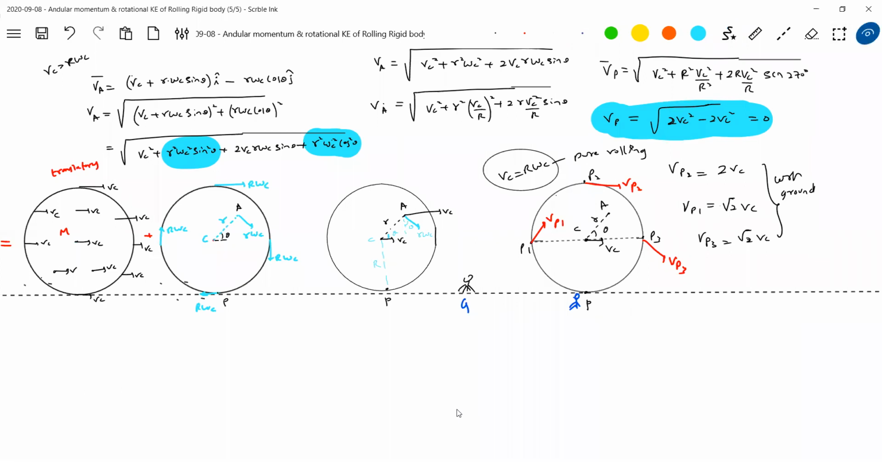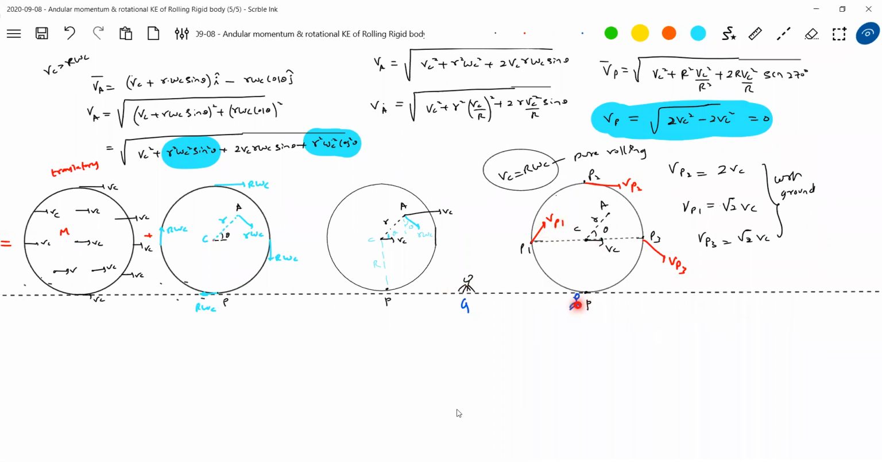Now let's see, when you take this point P as the reference, the very next question comes. What does this person measure as angular momentum? Does this person also measure the same angular momentum? We don't know; that we have to verify. What does this person measure as the kinetic energy of this rolling rigid body?